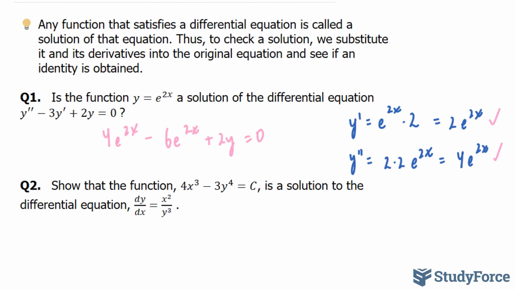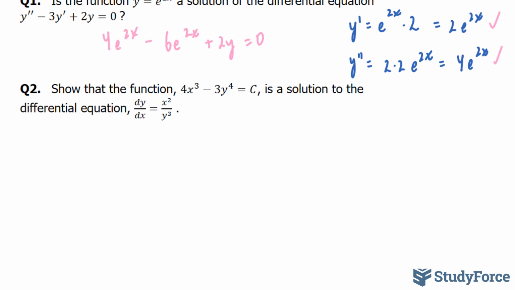In question 2, we're asked, show that the function 4x to the power of 3 minus 3y to the power of 4 is equal to c is a solution to the differential equation shown below, where we have dy over dx is equal to x to the power of 2 over y to the power of 3. What I have to do in this situation is take the derivative of this equation with respect to x and then substitute what that is into here. Let's go ahead and do that.